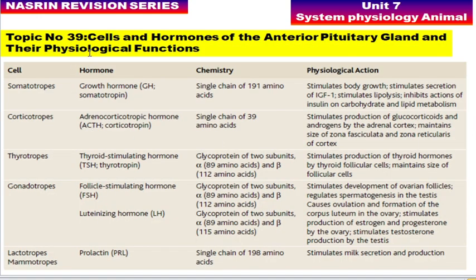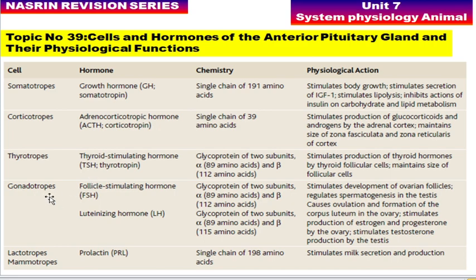Okay. The next thing is the cells and hormones of the anterior pituitary gland and their physiological nature. So these are the hormones produced from the anterior pituitary gland. First, somatotropes are the cells which produce growth hormone, called somatotropin. Corticotropes are the cells involved in producing ACTH, or corticotropin. Thyrotropes are the cells involved in producing TSH, also called thyrotropin. These are thyroid stimulating hormone.